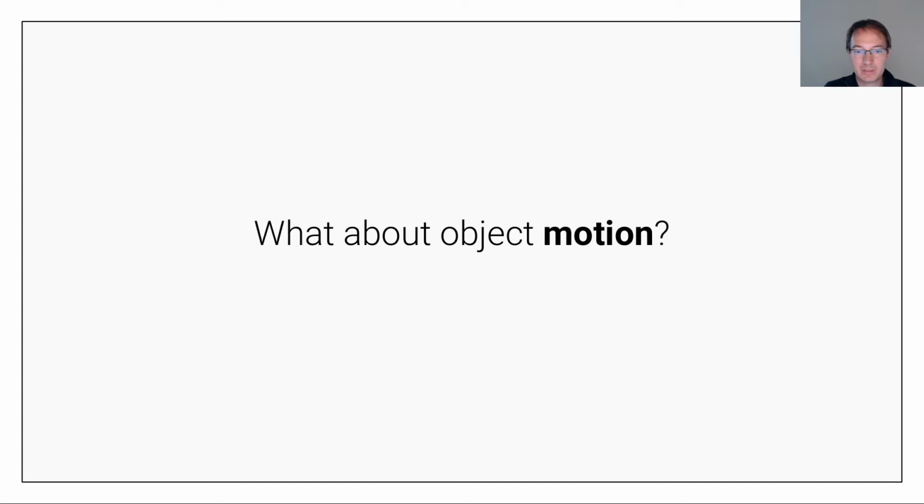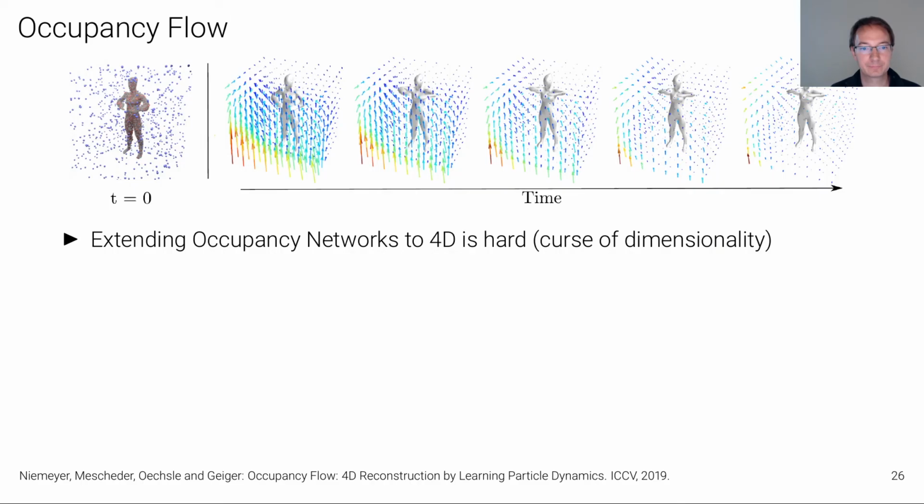Okay, so another thing we were wondering is, well, now since these implicit representations seem to work somewhat okay for geometry and appearance representations, can we also use them to represent 3D objects in motion? So now instead of representing the shape at one time instance, we want to represent the shape at every point in time. However, extending the occupancy network idea directly to 4D is really hard because of the curse of dimensionality. And this will be visible from the video I show you in a second.